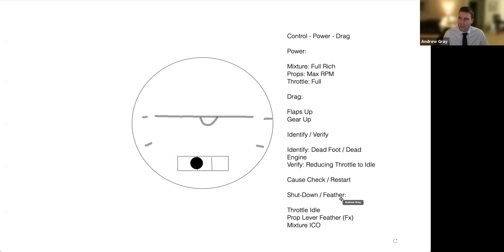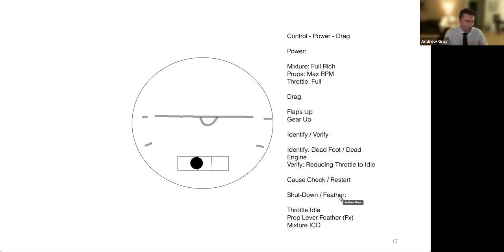This is Piper Seneca, Golf Papa Zulu Oscar, mayday, mayday, mayday. And then obviously I'd speak to ATC and we come up with a plan of action. But that's the procedure for an engine failure in cruise. Now, this procedure is the first one that we're going to practice.